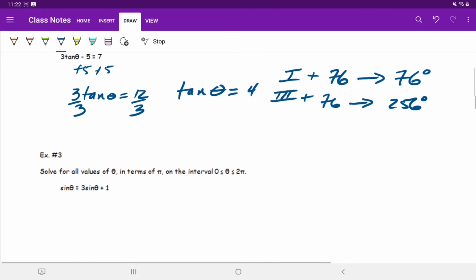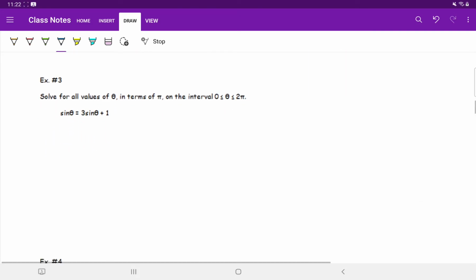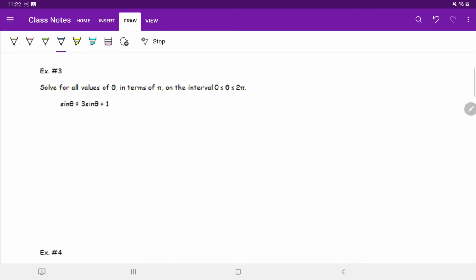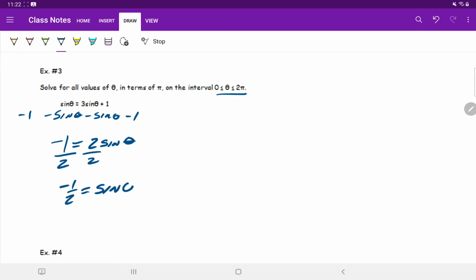Number 3 is a little different. Yes, there's sine on both sides, but now we're talking radians. Solve it exactly the same way. Let's move this sine over here and move this 1 over here. Negative 1 equals 2 sine theta. Divide by 2. Negative 1/2 equals sine theta. Now, negative 1/2, we know that's going to be in quadrant 3 and quadrant 4, negative, and it's going to be 30.